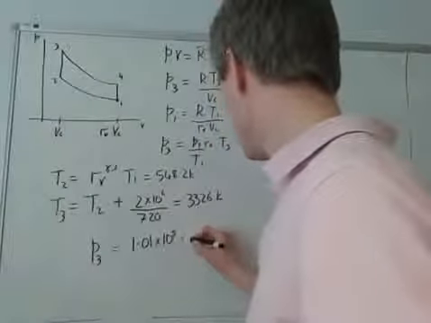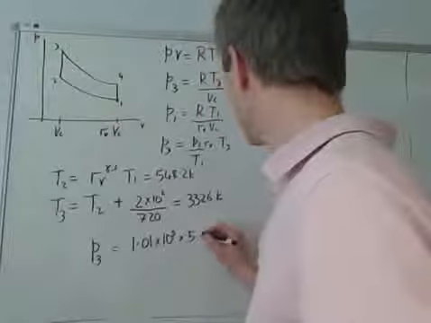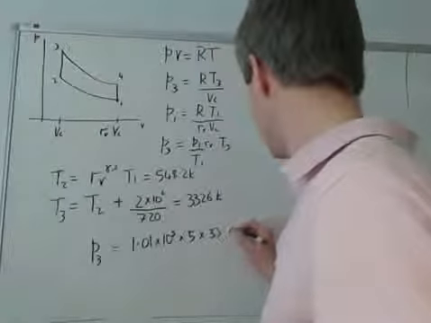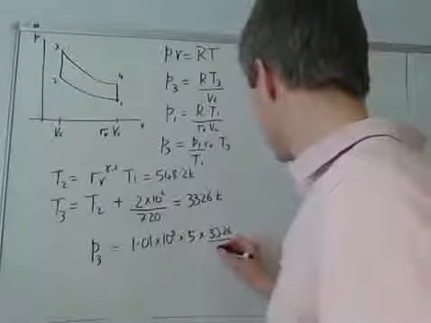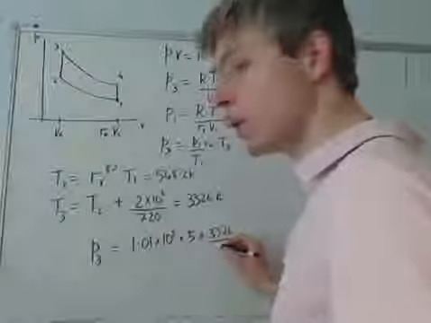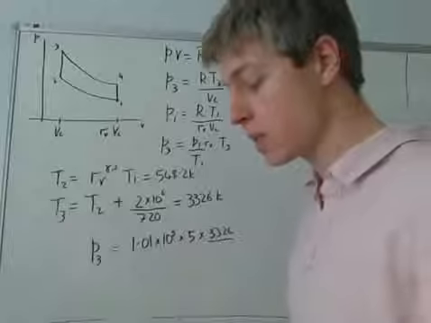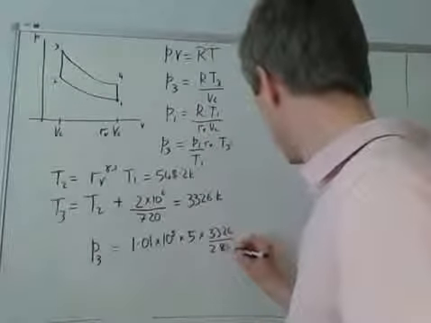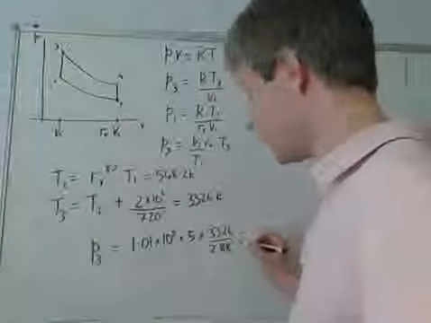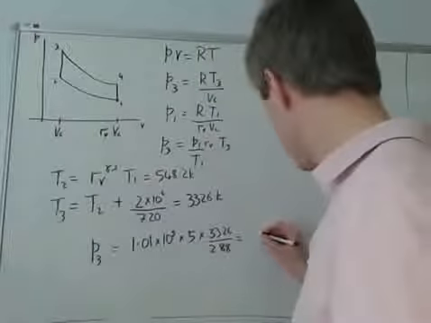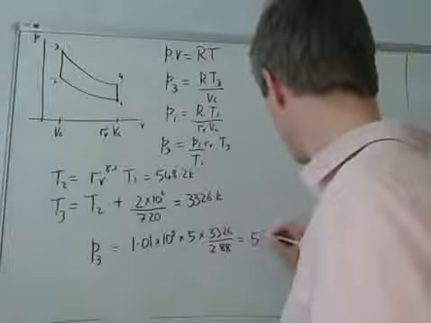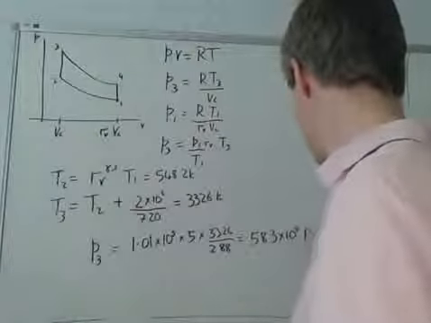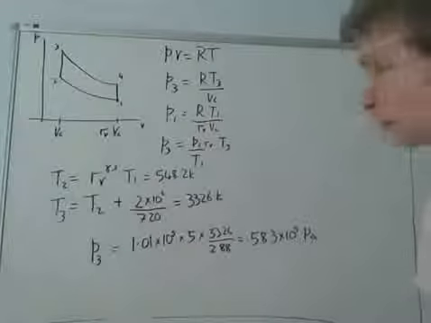So putting in the values to find P3, that's equal to P1, which is 1.01 bar, so times 10 to the 5 pascals, RV is 5, T3 over T1 is 3326 over T1, which is 15 Celsius or 288 Kelvin. And the value I get is 58.3 times 10 to the 5 pascals or 58.3 bar.